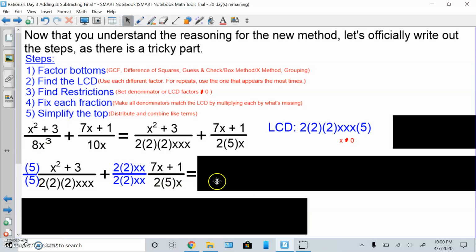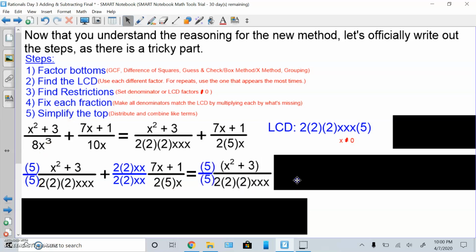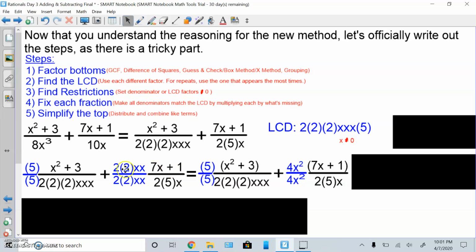You're going to multiply, distribute. So I put parentheses on x squared plus 3 because this 5 has to multiply all of that. And then make sure you multiply 2 things at once. So 2 times 2 is 4. 4 times x is 4x. 4x times x is 4x squared. So that's where we're at now.